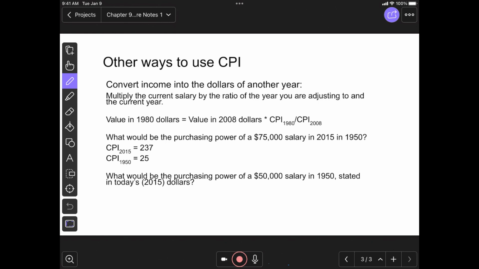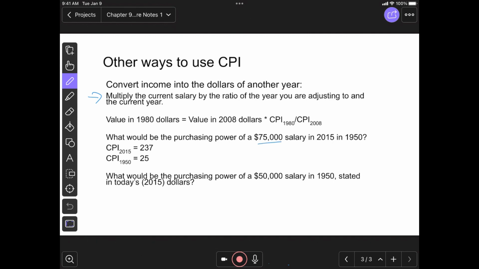Now let's do a little practice in converting income into the dollars of another year. So again, here's our formula. We're going to multiply the current year salary by the ratio of the year we're adjusting to and the year we're coming from.